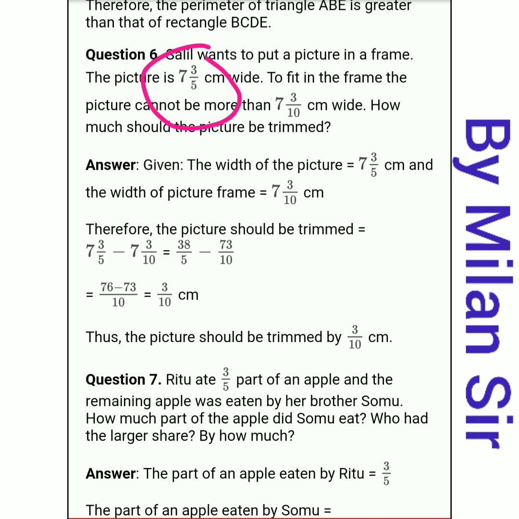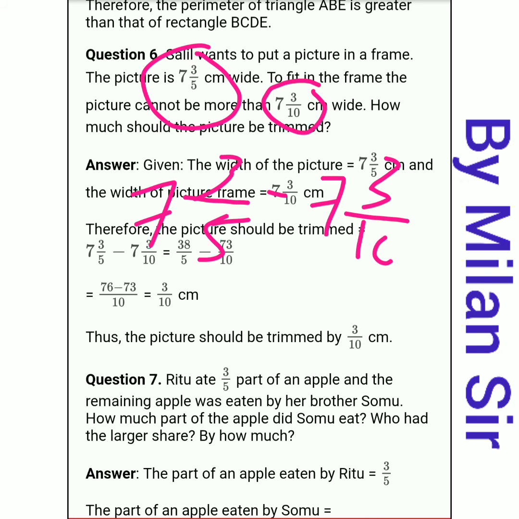So here this is our size of picture, which is greater, and we want 7 integer 3 by 10. So just subtract big number minus small number. Here 7 integer 3 by 5 is the big number, because it is already given that our picture has a size more than the size of the frame. That's why we need to trim our picture. So 7 integer 3 by 5 minus 7 integer 3 by 10.